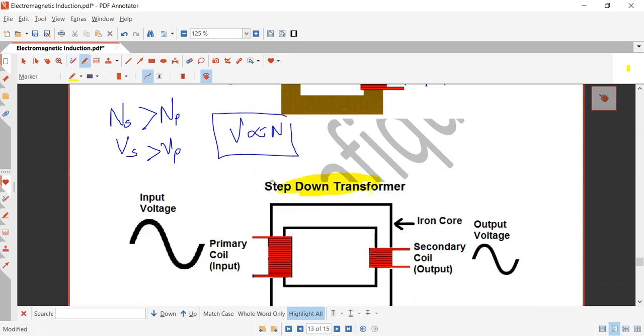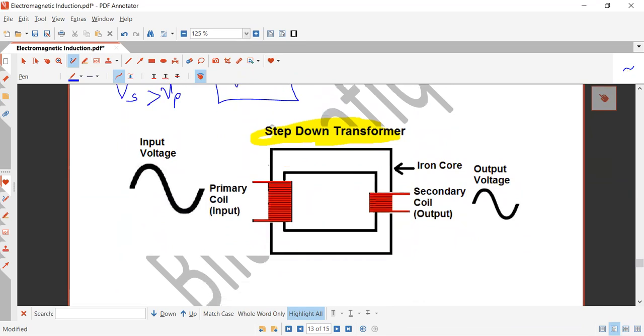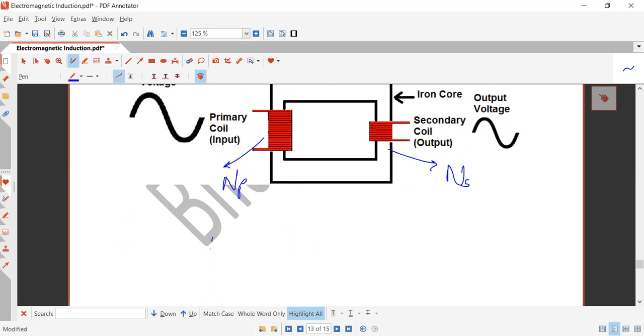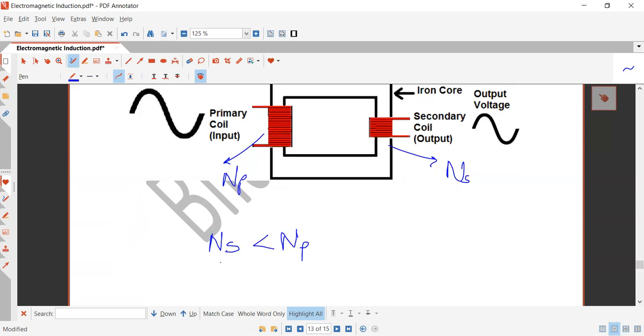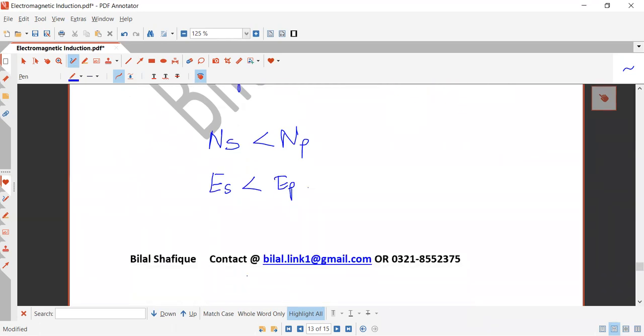That is called step down transformer. It is definitely going to operate in reverse. Like if this is the number of turns in the primary, and this is the number of turns in the secondary, the number of turns in the secondary is fewer than the primary. So the voltage of the secondary would also be less than the voltage of the primary. So, students, we call it a step down transformer.